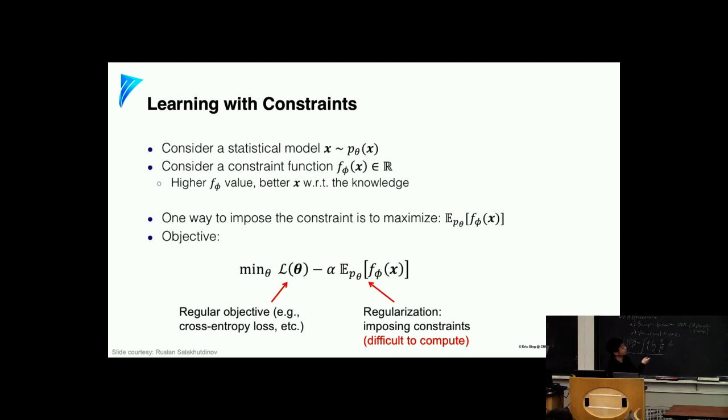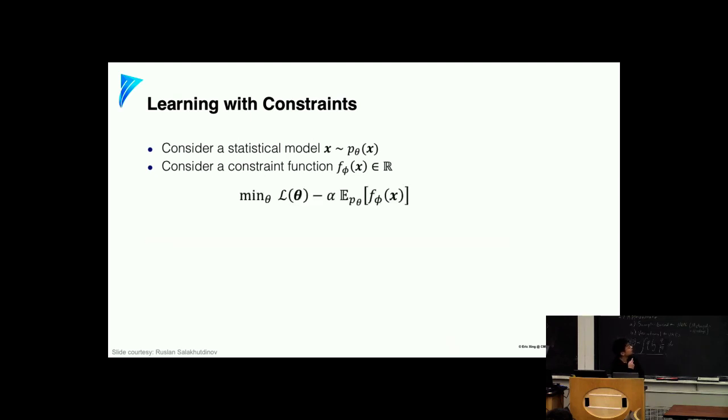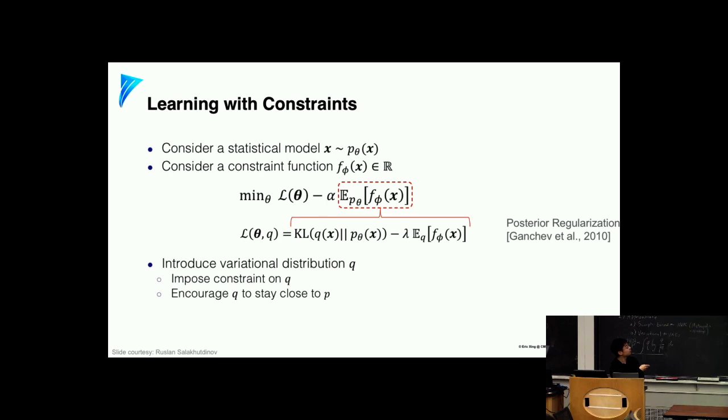So what should we do to address this problem? Given these objectives, the idea is that we can apply the variational principle to reformulate this objective to approximate it. Here we introduce a variational distribution Q, and we impose the constraint on Q, and we additionally encourage Q to stay close to P. So this is the standard variational principle to approximate an expectation. And this formulation is very relevant to posterior regularization, which was invented a couple of years ago.